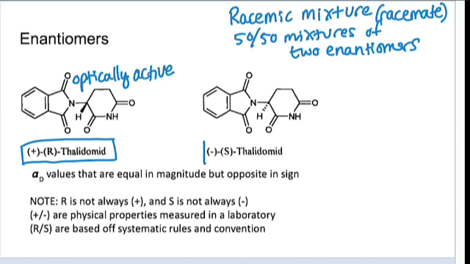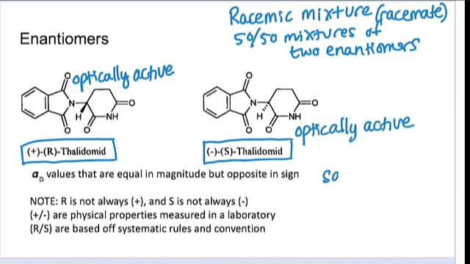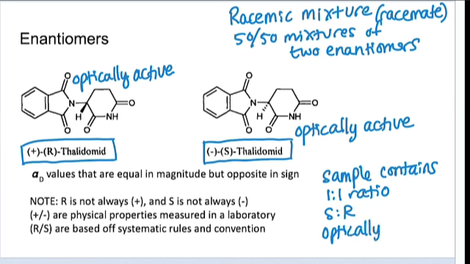And likewise, if we had a sample that just contained the S form of thalidomide, it would be optically active. But maybe our sample contains both, and it has to be a 1-to-1 ratio of the S to the R forms of thalidomide. This sample is not going to bend plane polarized light, okay? And so we would say it's optically inactive.